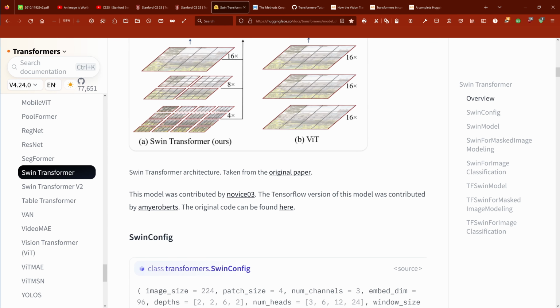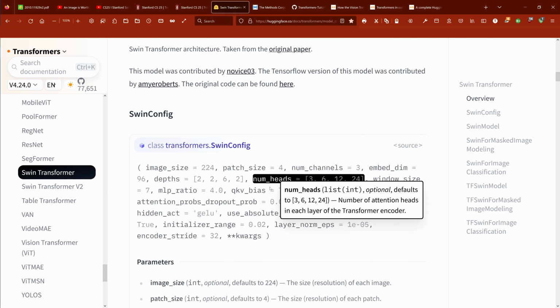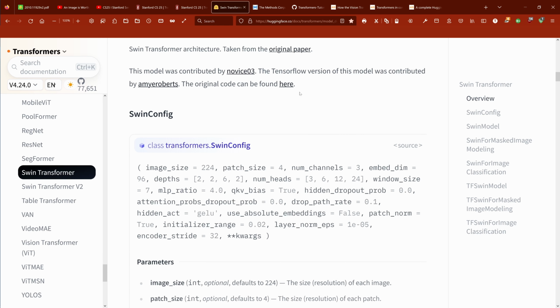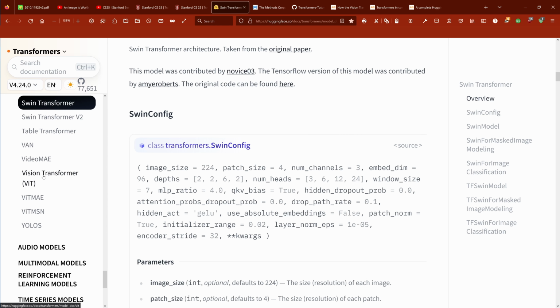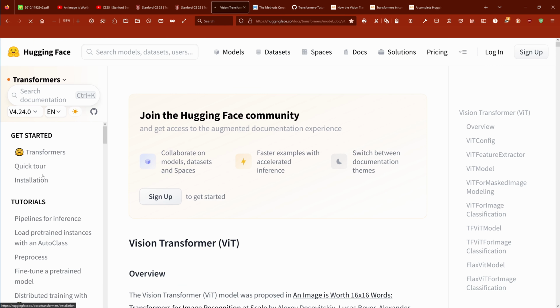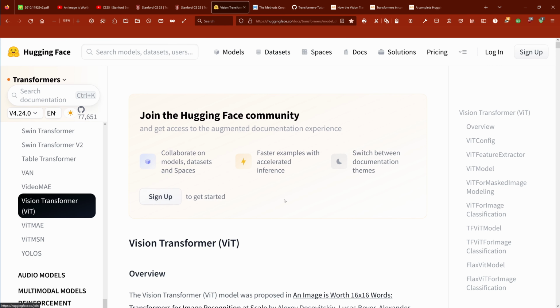What's nice, you have here the original paper. And if you want to see the code, normally you have the original code can be found here. So you have also the code implementation, and here you can jump right into the class definitions. Now, we are interested, as I told you, in the vision transformer. So let's go to vision transformer, ViT.